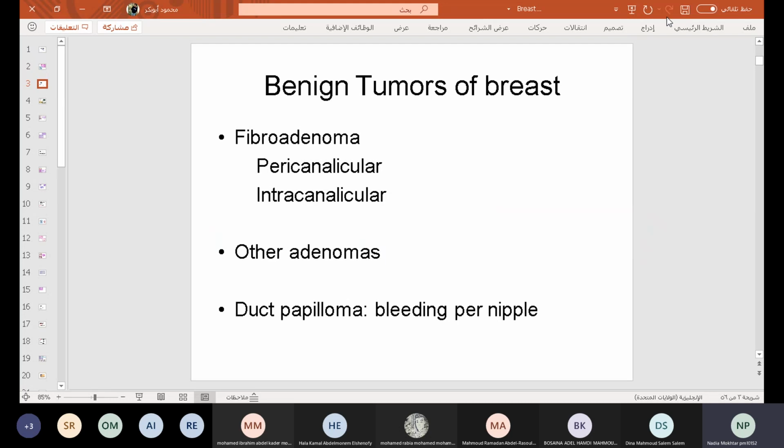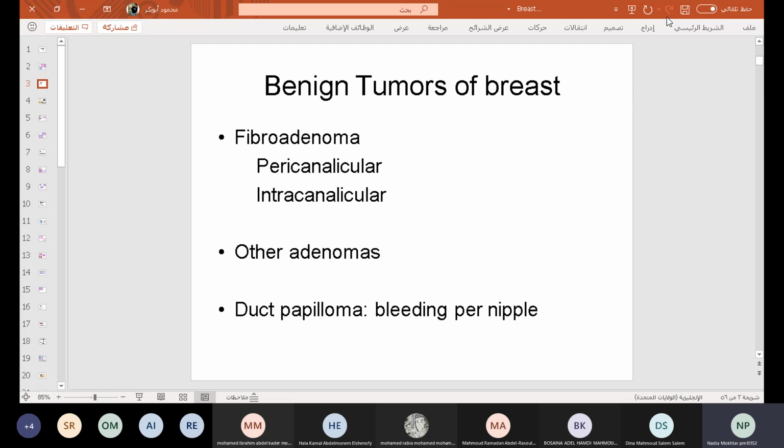هنبتدي بال benign tumors of the breast. ودول من أهم الحاجات اللي ممكن تقابلنا in our daily practice لأنها it's a common disease, it's a common tumor. Usually it affects young females يعني starting from 15 up to 25 or 30. ده الage range بتاع الفايبروادينوماز in general. They are totally benign tumors ما فيهمش أي risk for malignant change.